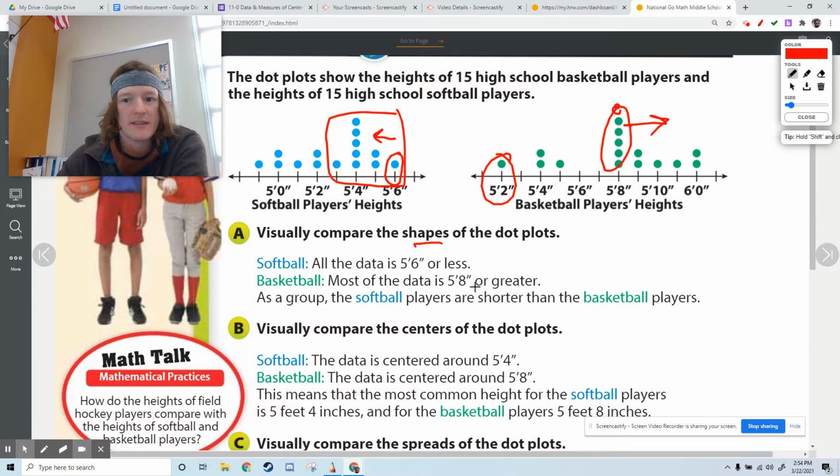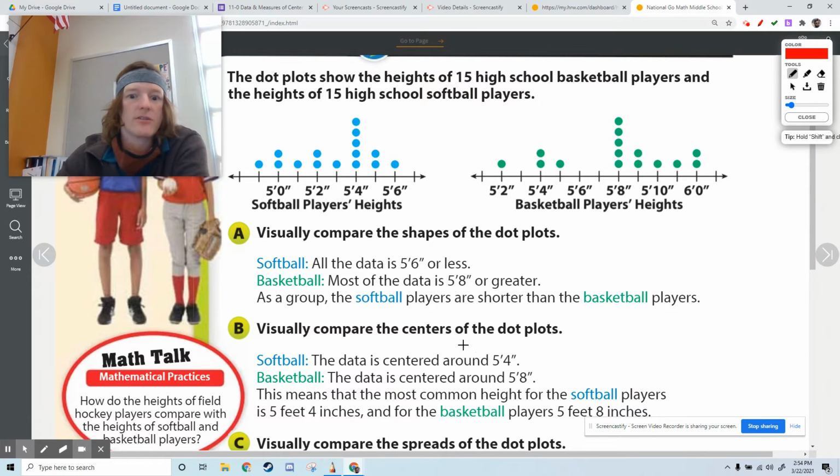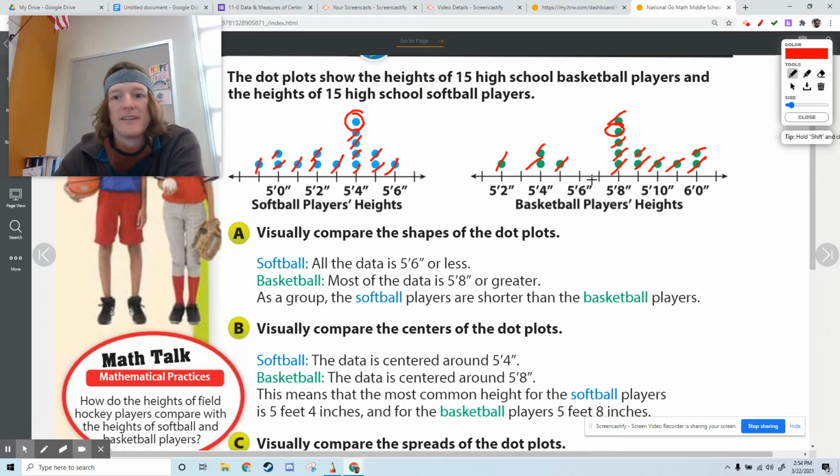Next, we're going to look at their centers. Let me clear this out again. Their centers, the softball data, they found the median to be one of these dots here. So this is our median, one of those. We can figure it out. 1, 2, 3, 4, 5. 1, 2, 3, 4, 5. There's our median. For basketball, 1, 2, 3, 4, 5, 6. 1, 2, 3, 4, 5, 6. There's our median. I did 6 on the left, 6 on the right, and then closed in on it.